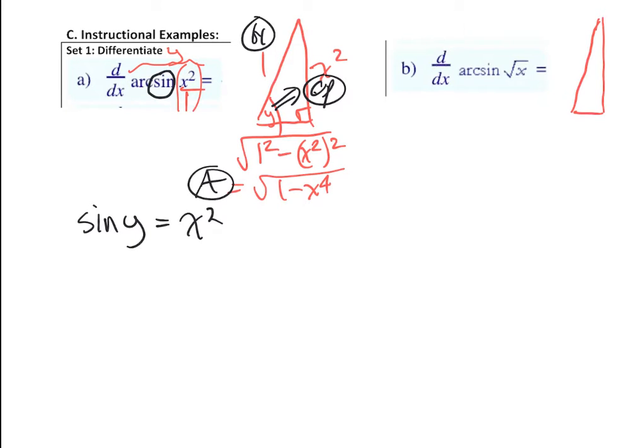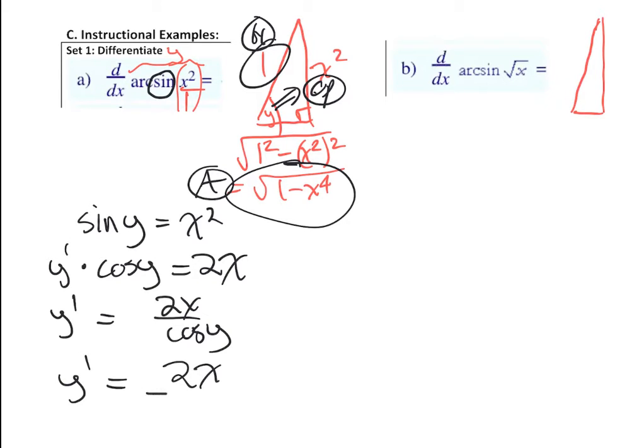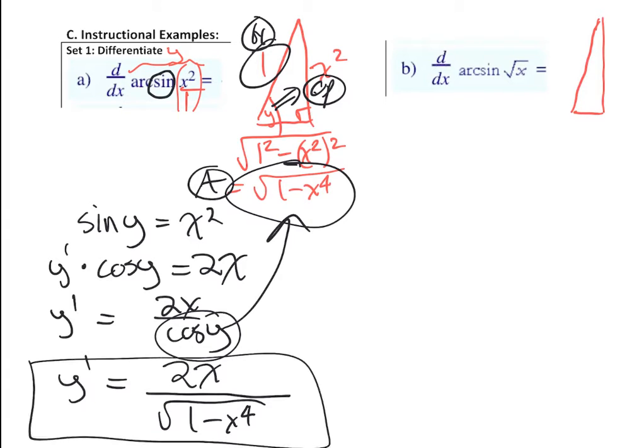So now I differentiate. Y prime multiplied by cos of y equals 2x. Divide both sides by cos y. Y prime equals 2x over cos of y. What does cos of y equal? Cos of y equals adjacent divided by hypotenuse. So 2x over cos of y, and cos of y is worth that divided by 1. So square root of 1 minus x to the fourth. And that, folks, is your derivative.